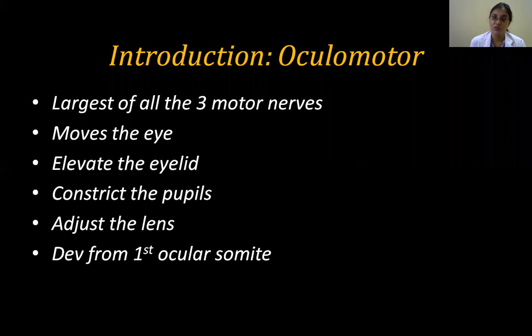It moves the eye because it is innervating the muscles, and I hope you know which muscles are innervated by the oculomotor, except the lateral rectus and the superior oblique. The rest of the four muscles are innervated by the oculomotor. That is your superior rectus, medial rectus, inferior rectus, and the inferior oblique. It also elevates the eyelid, because it innervates the striated part of your levator palpebrae superioris.